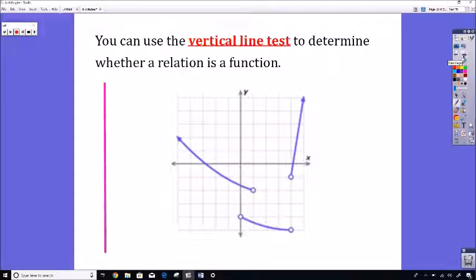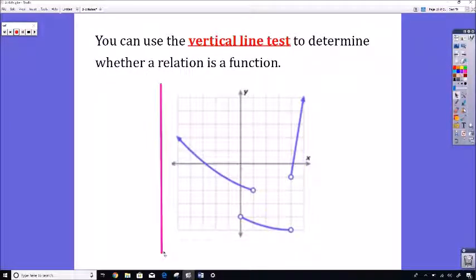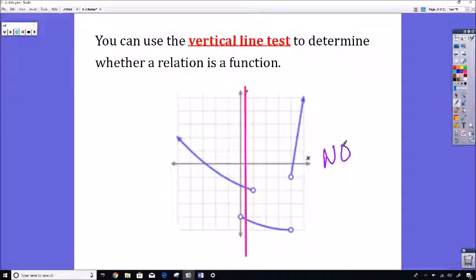Now I'm going to give you a couple bonus ones just for fun. These are not on your notes. If we move the vertical line over, we're good. But what happens right here? Be careful. These 2 little arcs are overlapping. There are 2 points touching the vertical line. It is not a function.